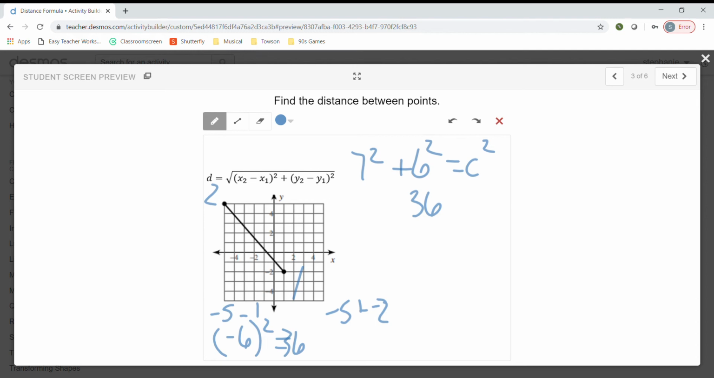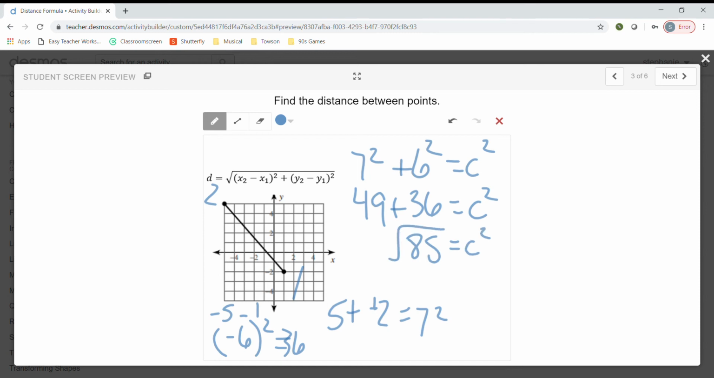Oh, hold on, I made a mistake, guys, sorry about that. It should be positive 5 minus a negative 2. My apologies. So 5 plus 2 would equal 7 squared. Just like we got up here, 7 squared, which would have been 49. 49 plus 36 would have been 85. Take the square root, just like we have always done, and I would have had 9.22 as my diagonal.